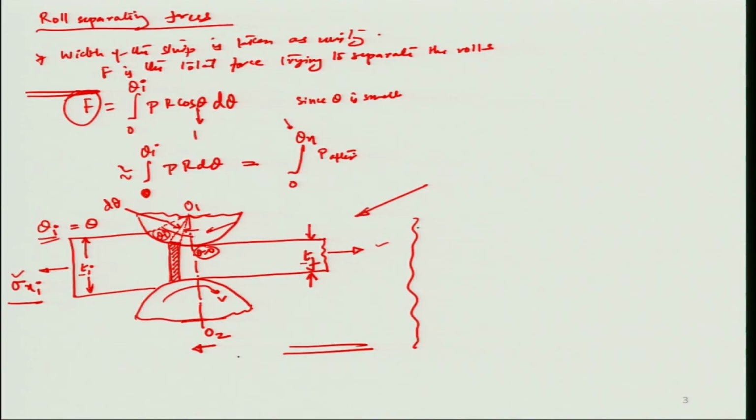We can modify this as the integral from 0 to theta n of p after times r d theta, plus the integral of theta n to theta I, okay, and then you have p before, which is actually an enabler in this case, times r d theta. So that is how you obtain the total force of the rolls because of the whole forming process.